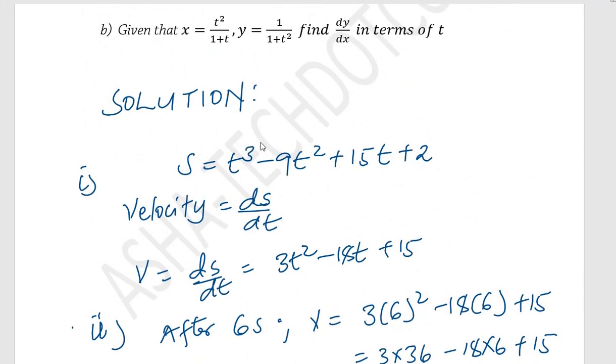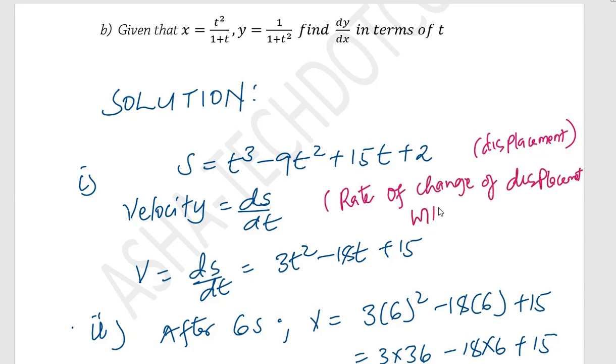We are given that the displacement of the current which is moving in a wire is given by this particular equation. This is the displacement equation. And we know that velocity is the rate of change of displacement with time. So if we are to use differentiation, it means for us to get velocity, we shall differentiate displacement with respect to time.